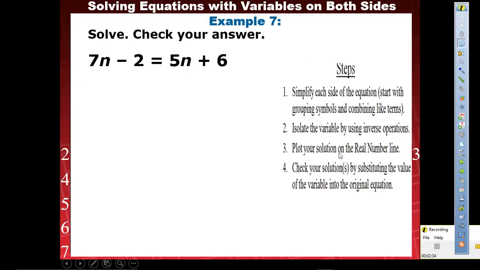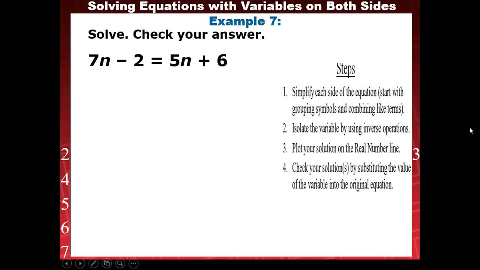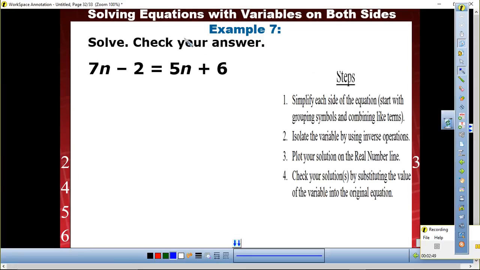Copy this one. 7n minus 2 equals 5n plus 6. Just copy it, and then I'll get you started with this one. It says solve and check your answer. 7n minus 2 equals 5n plus 6. All right? Line down the equal sign.